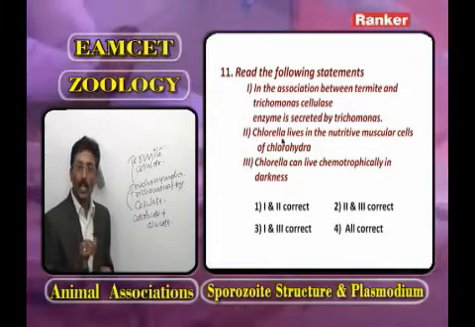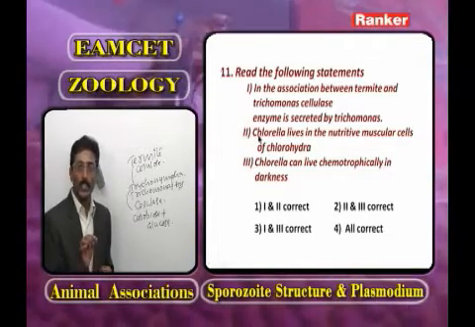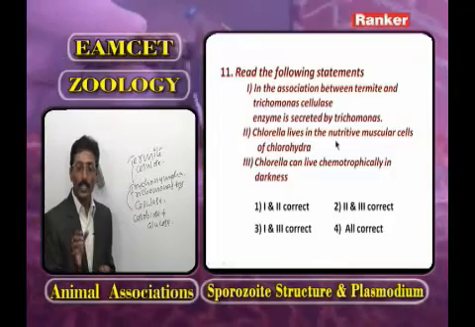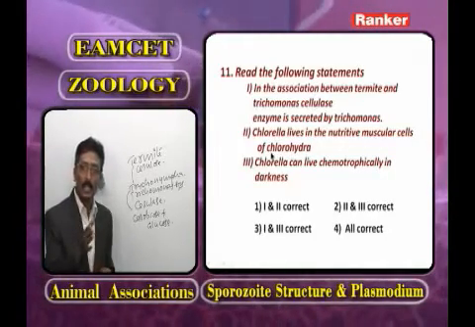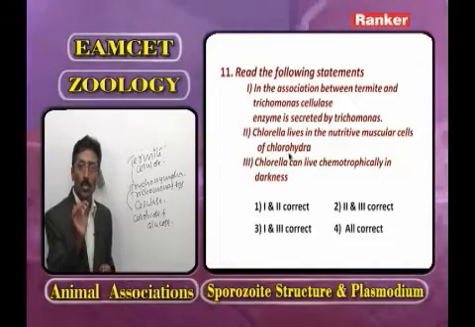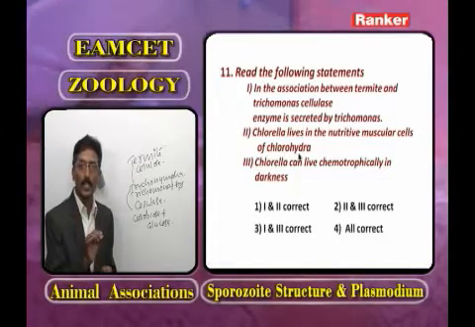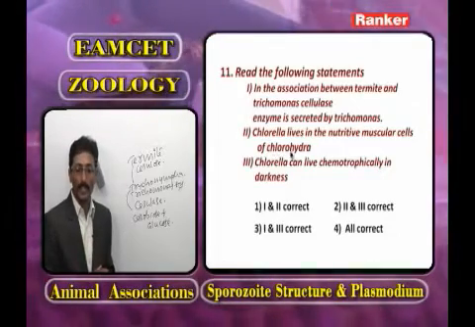Second, Chlorella. Chlorella is a unicellular algal material that lives in the nutritive muscular cells of Chlorohydra. Because of the Zooxanthellae, the Chlorohydra gets the green color. So it is called Chlorohydra. It is also a correct statement.